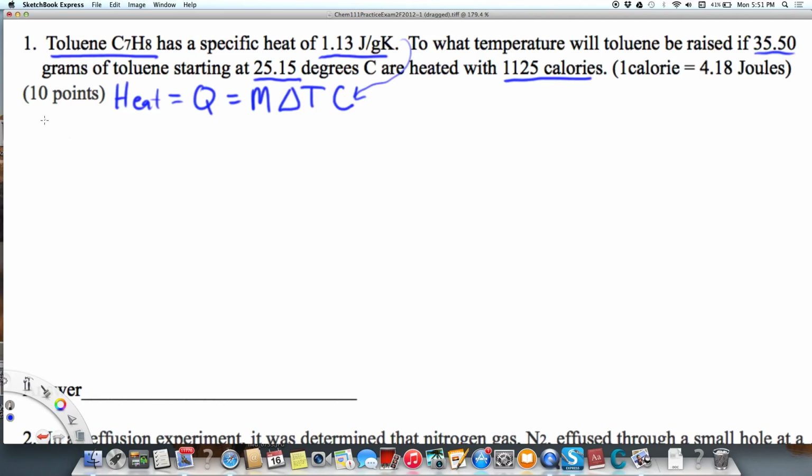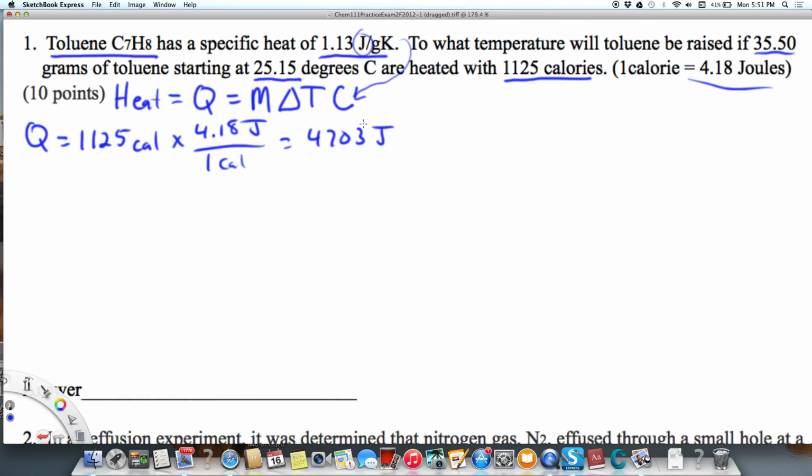So we know that Q equals 1125 calories, but we need to change that to joules, and we're given the conversion over here. So that's 4.18 joules for every 1 calorie. So that equals 4,703 joules of heat that are absorbed.